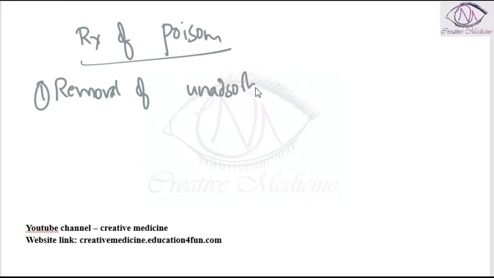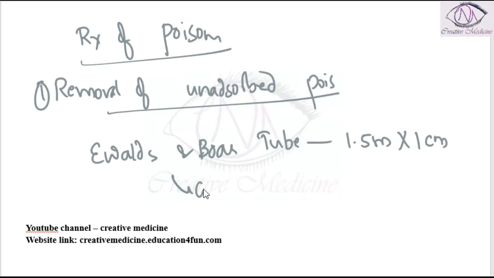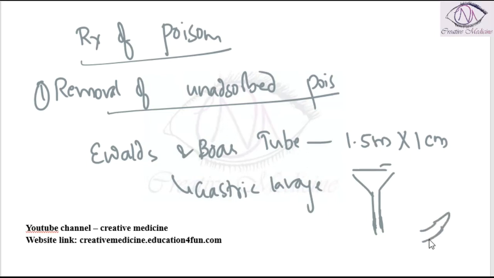In gastric lavage, Ewald's and Boas tube is used. A non-collapsible rubber tube of length 1.5 meters and 1 centimeter in diameter is used. One end of the tube contains a glass funnel. A mark is made 50 centimeters from the tip of the other end to indicate that the tube has passed to this extent. A suction pump is placed at the middle of the tube.